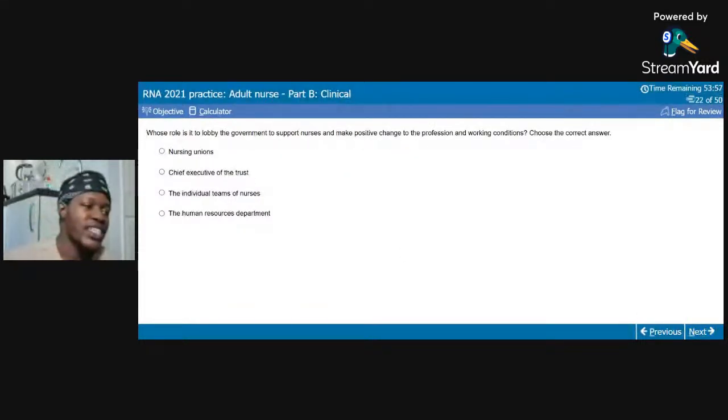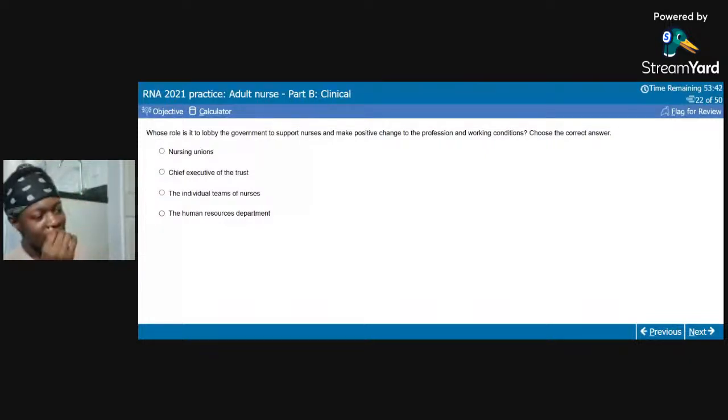Whose role is it to lobby to the government to support nurses and to make positive change to the profession and working conditions? Choose the correct answer. This question is kind of tricky. So, if you are just practicing for yourself, please do not.